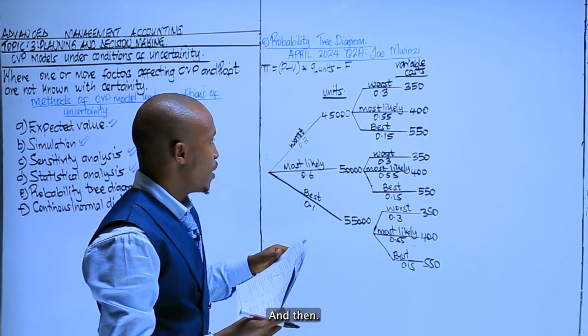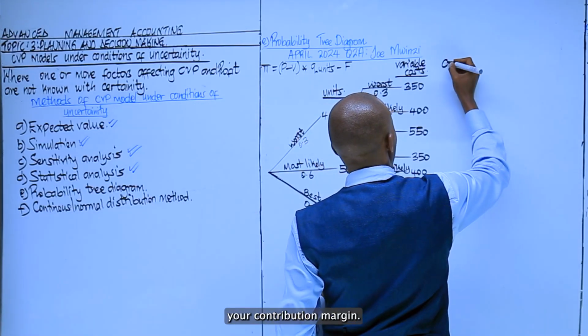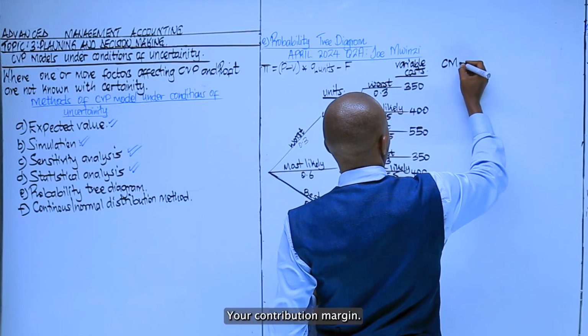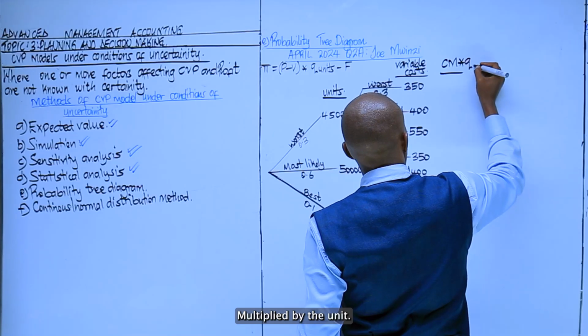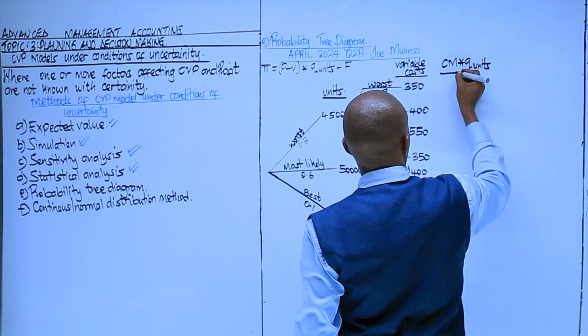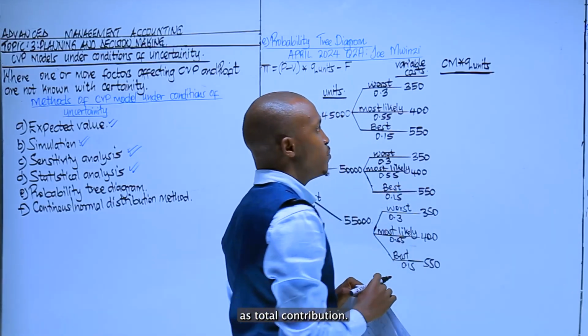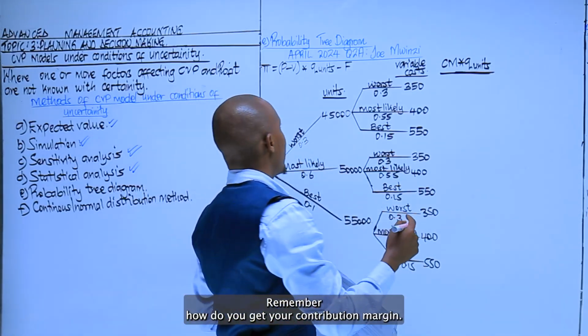Then we can determine your contribution margin. Your contribution margin multiplied by the units will give us what we refer to as total contribution. Remember, how do you get your contribution margin?